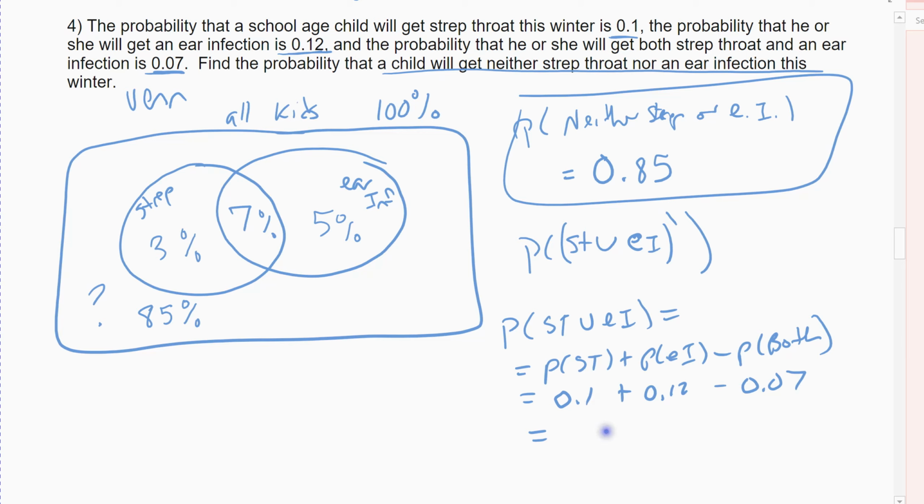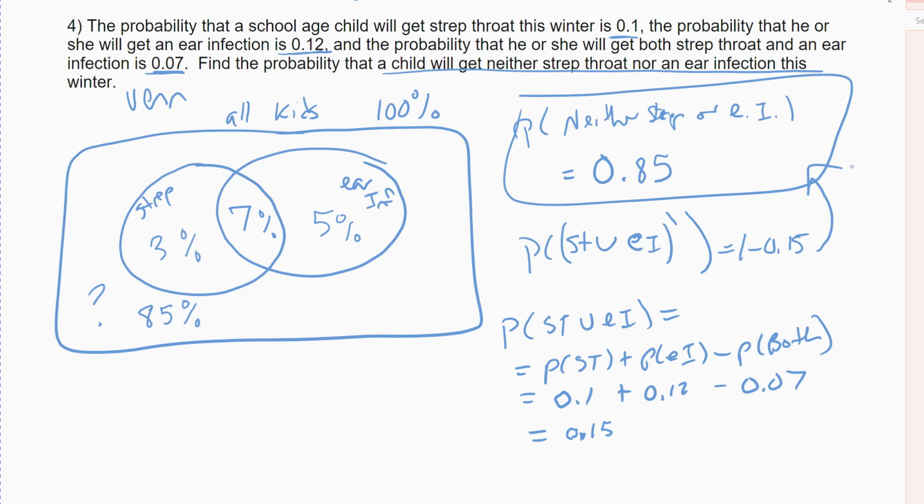Alright, so we get 0.15, which is not the answer, right? I want those, that was the 15% who get one or the other. I would want the complement to that, so I take 1 minus our 0.15, and I get the same answer. So you could use the formulas if you wanted to.